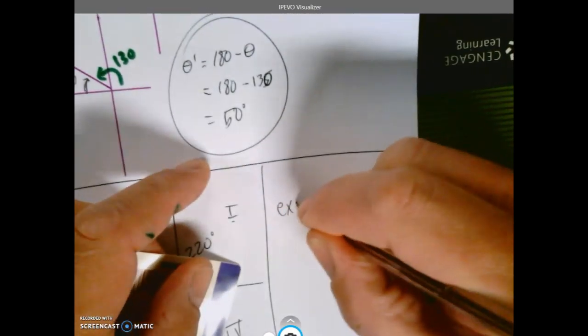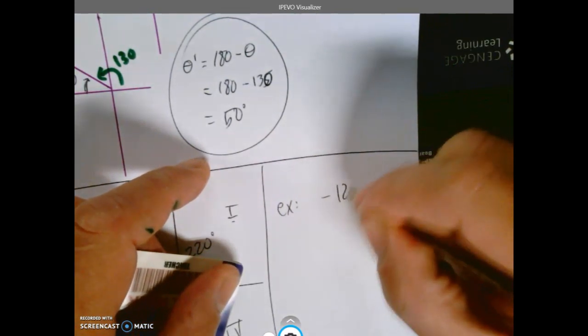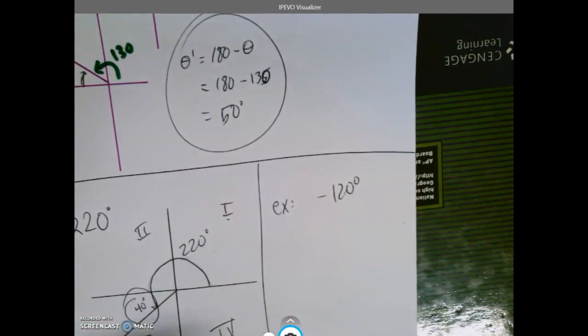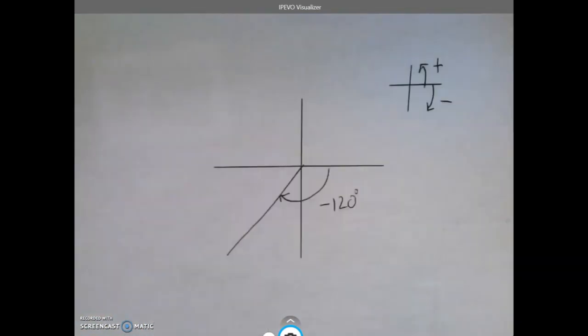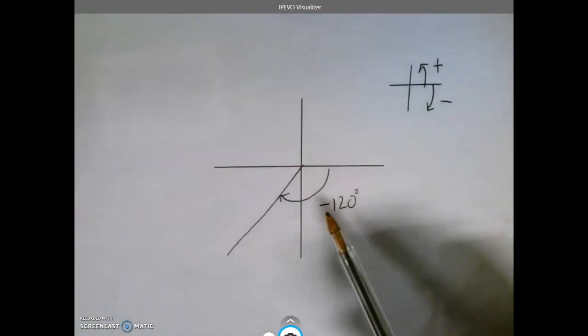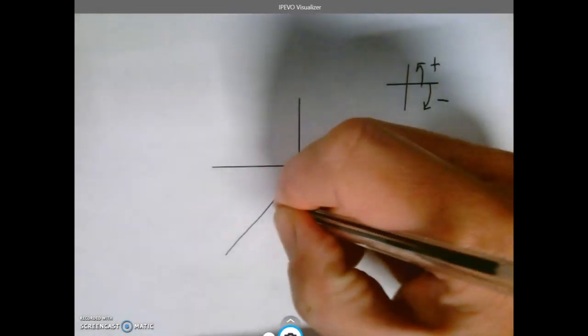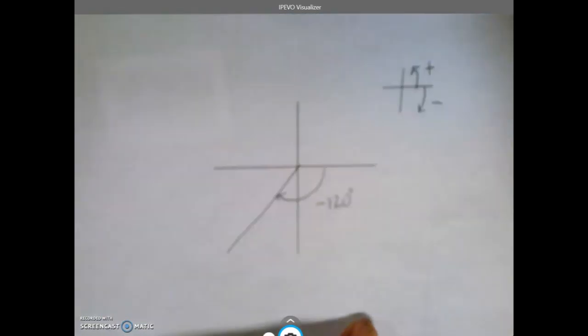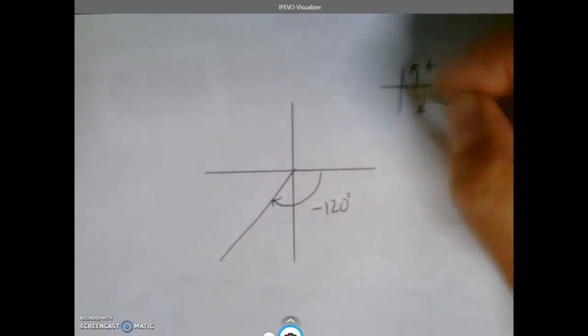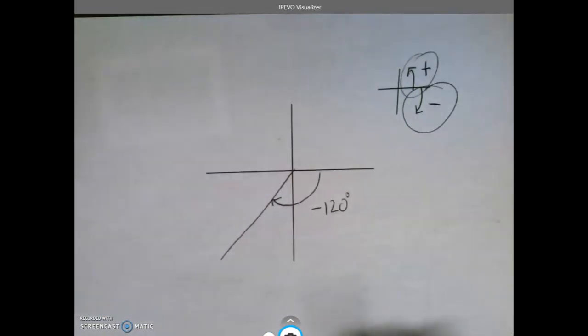Let's try one last one here, you guys, and go negative 120 degrees. Take a second, see if you know where that is, and let's check it. All right, is that what you drew? You've got to pay attention to the negative. So if you drew it in this quadrant, you are correct. You rotate down when it's negative, you rotate upward towards the positive, and it's a positive angle. So positive this way, negative that way.